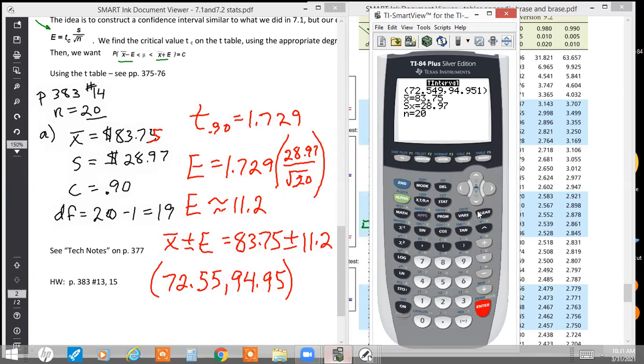Okay. And what I just showed you with this graphing calculator is essentially the tech notes referred to here on page 377. So again, bear with me. I'm going to pause this Zoom recording.